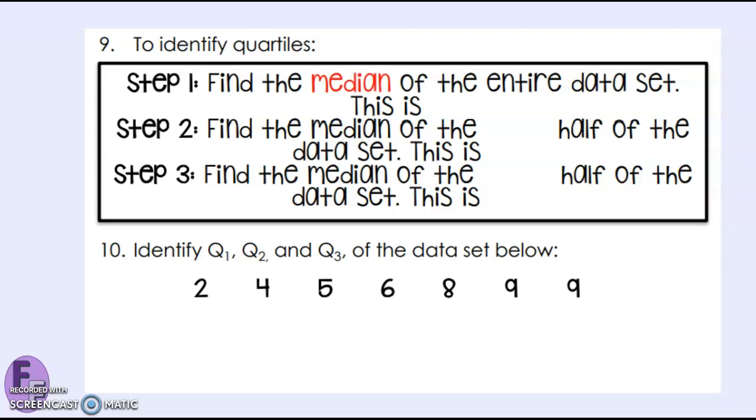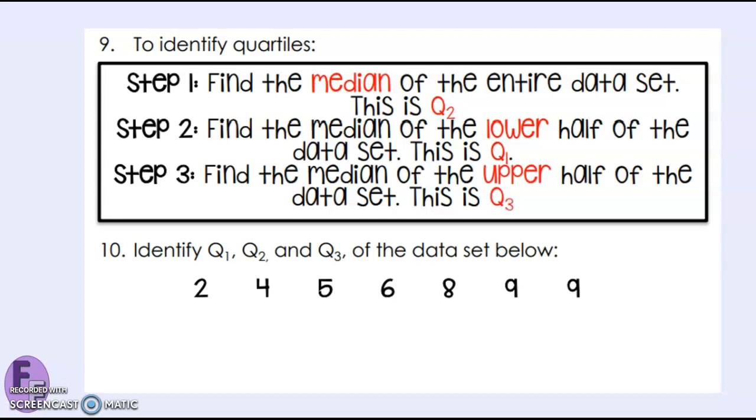So again, to identify the quartiles, first find the median of the entire data set. Remember, when you're finding the median, the numbers have to be listed in order from smallest to largest. This is quartile 2, or the second quartile. Find the median of the lower half of the data set. This is quartile 1. Find the median of the upper half of the data set. This is quartile 3.